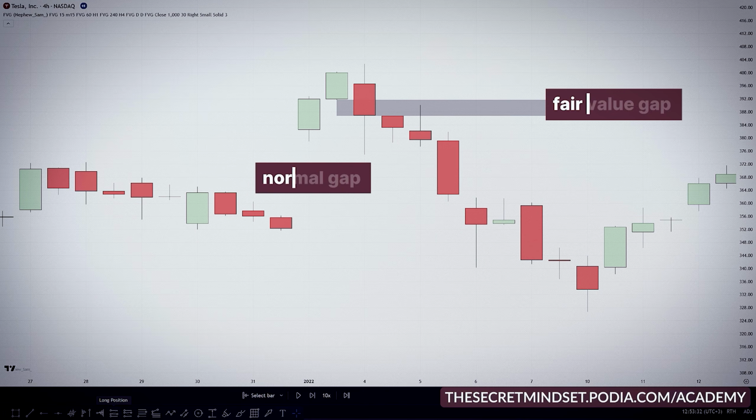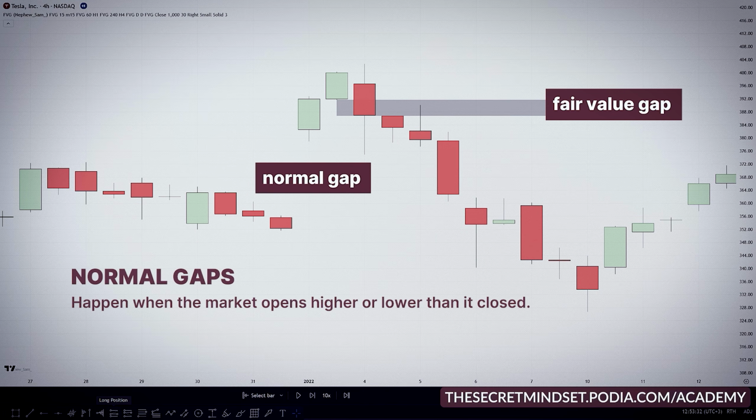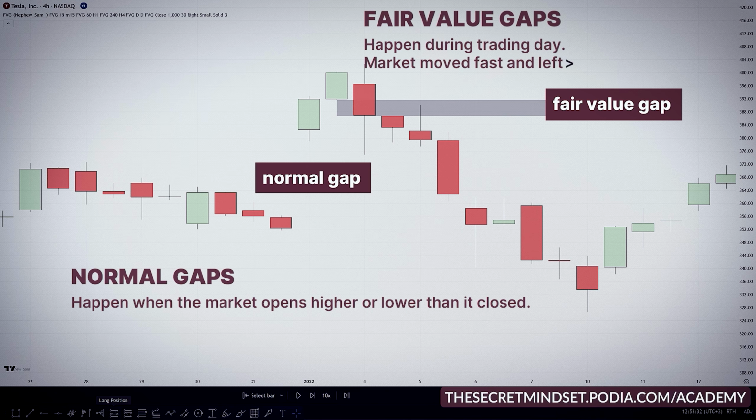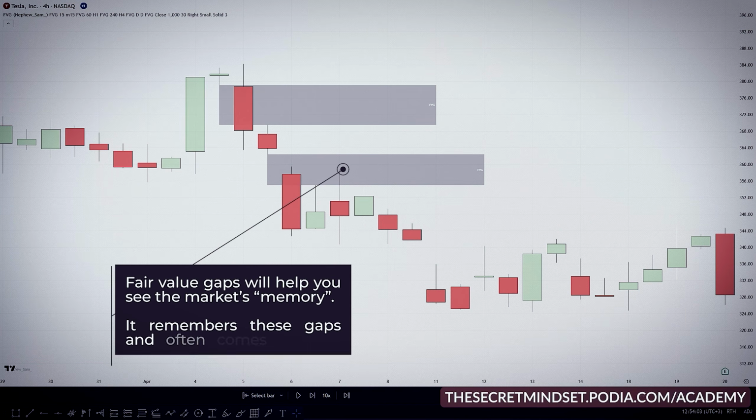Now, there are different types of gaps. Some happen when the market opens higher or lower than it closed. Others, like fair value gaps, happen during trading. They all show times when the market moved fast and left some prices untested. Fair value gaps will help you see the market's memory. It remembers these gaps and often comes back to them. This can help you predict where price might go or find good places to enter or exit trades.